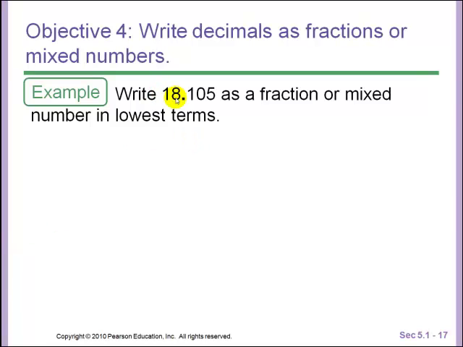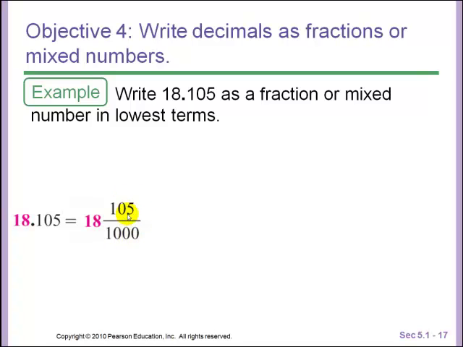Write 18.105 as a fraction or mixed number in lowest terms. Our final decimal place is in the tenths, hundredths, thousandths place, so our denominator is 1,000. The 18 was a whole number, so it stays a whole number, so we have 18 and 105 over 1,000.